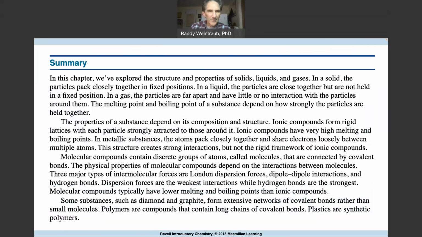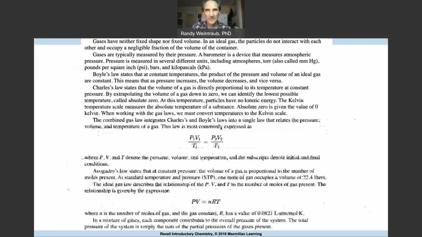It's very important to review closely as you read through the chapter. Look at the summary to recall the most important points of the chapter.